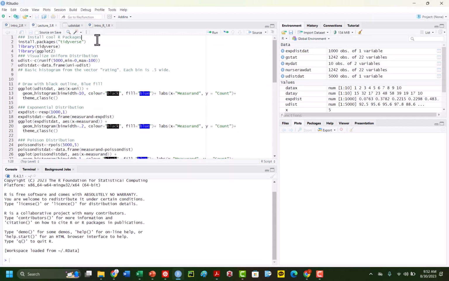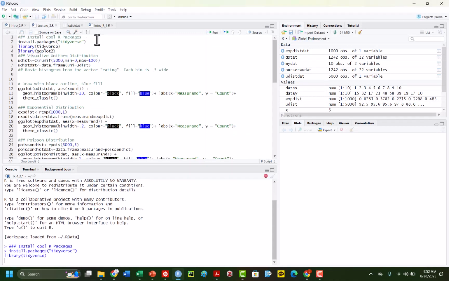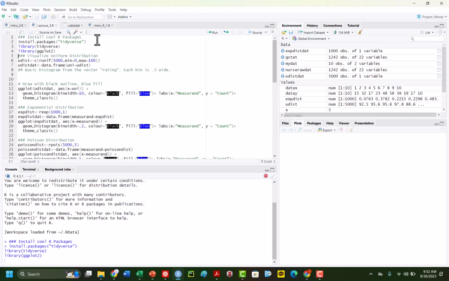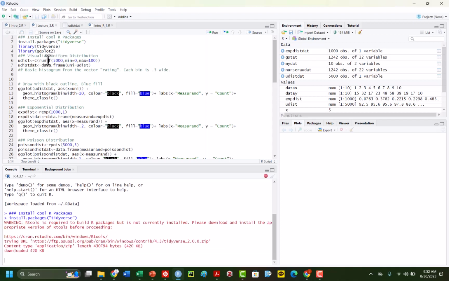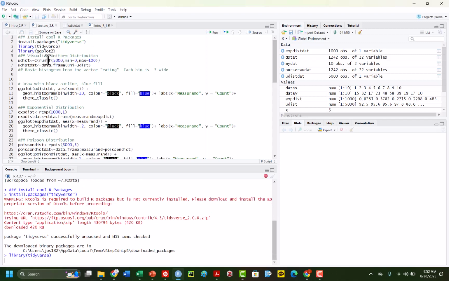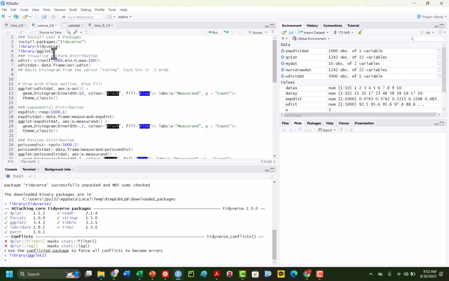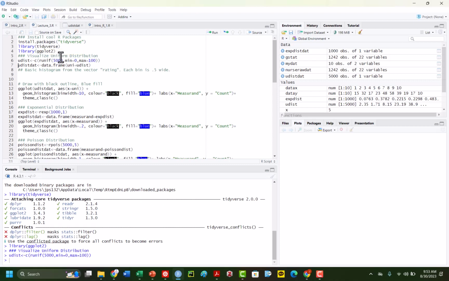I'm going to install these packages and then read in tidyverse and ggplot2. And you can see here, I am going to create my own data set. So I'm just going to create and pull from a random uniform distribution, and I'm going to create that data. And then I'm going to do data frame so we can plot it.